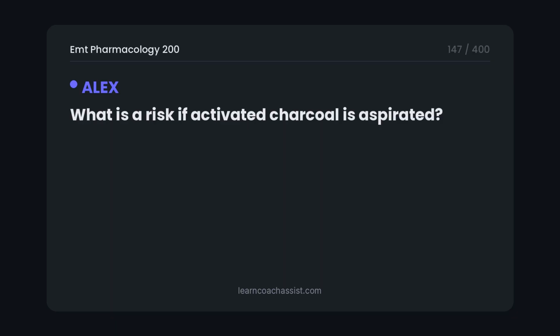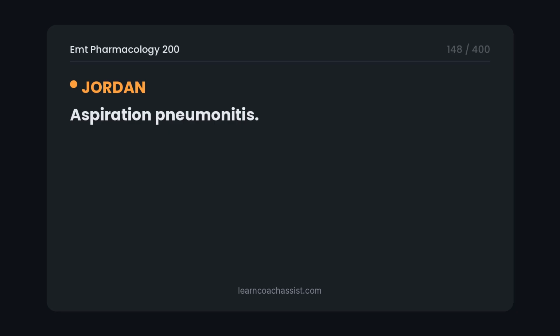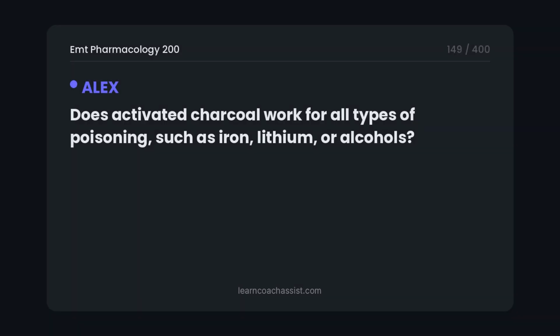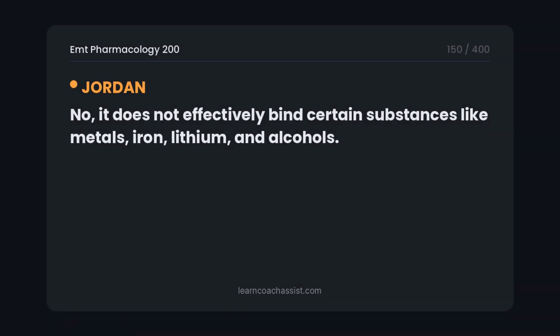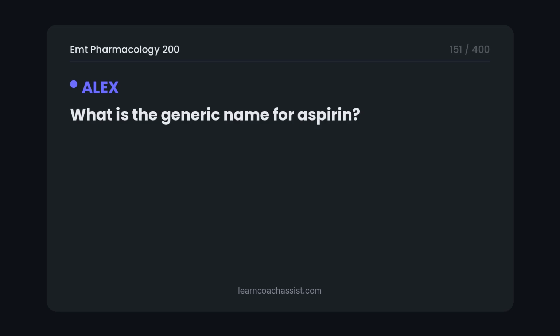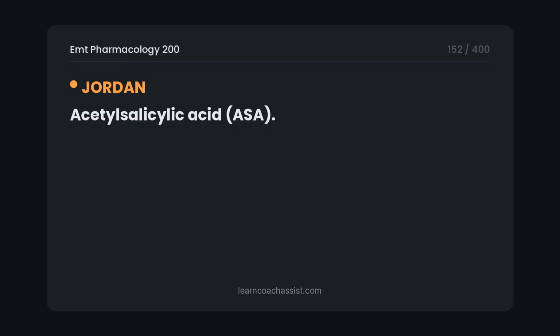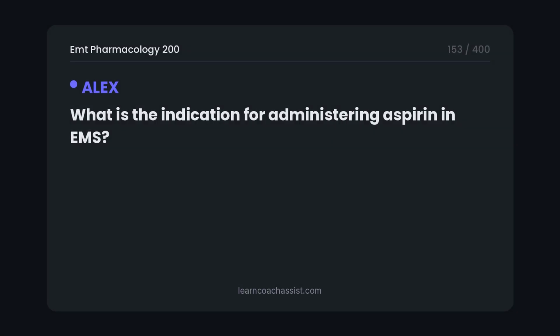What is a risk if activated charcoal is aspirated? Aspiration pneumonitis. Does activated charcoal work for all types of poisoning, such as iron, lithium, or alcohols? No, it does not effectively bind certain substances like metals, iron, lithium, and alcohols. What is the generic name for aspirin? Acetylsalicylic acid, ASA.